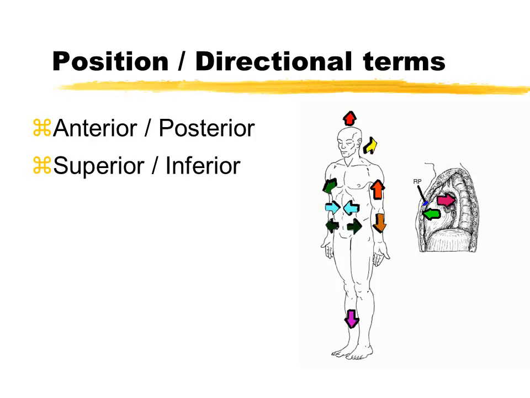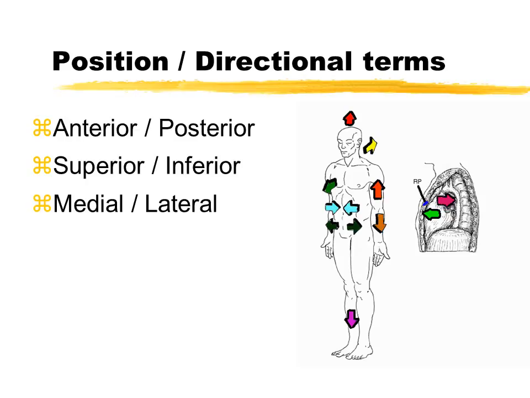Now the next pair of terms, superior and inferior, basically the red arrow right here, superior, because superior is referring to closer to the head than any other of the body structures, while inferior, the violet arrow down here, means closer to the feet or farther from the head, however you prefer to look at it.